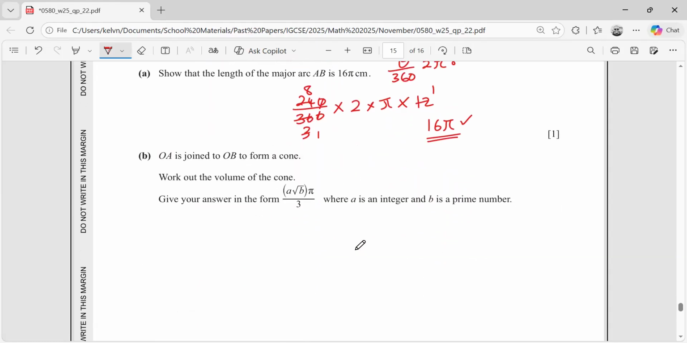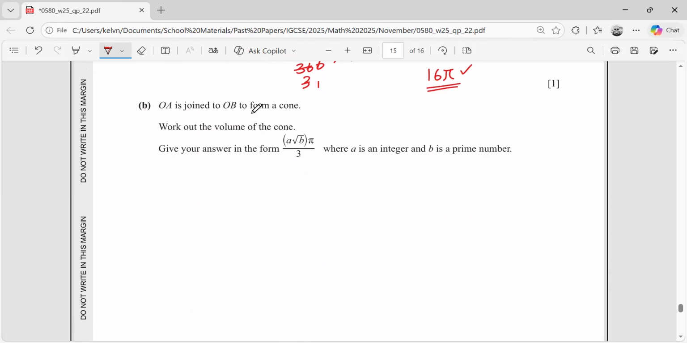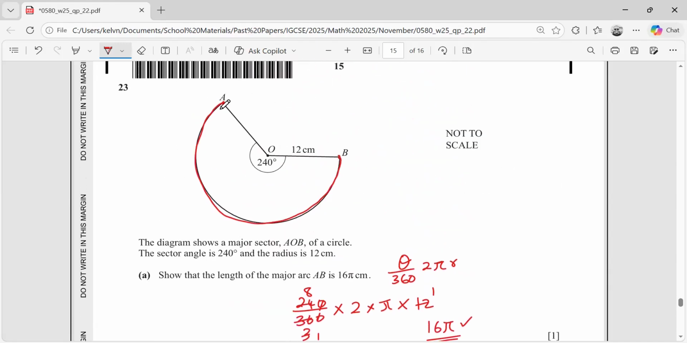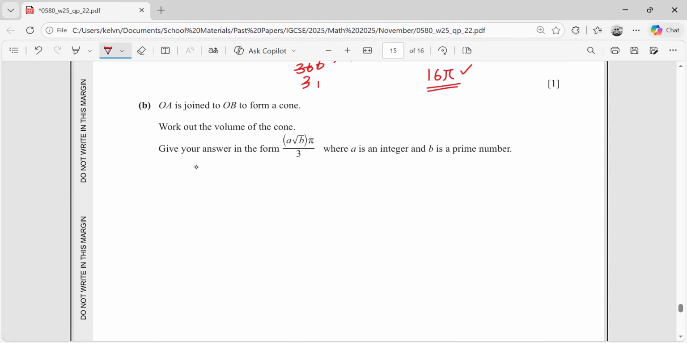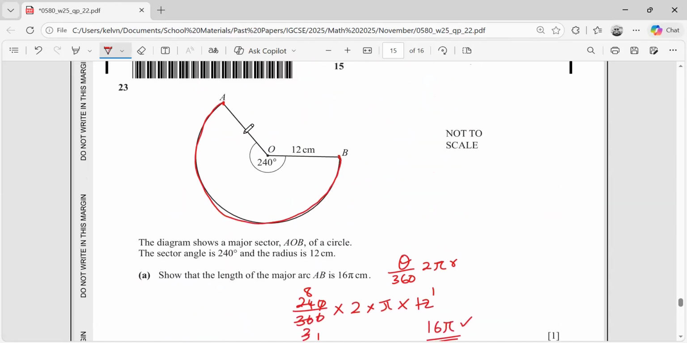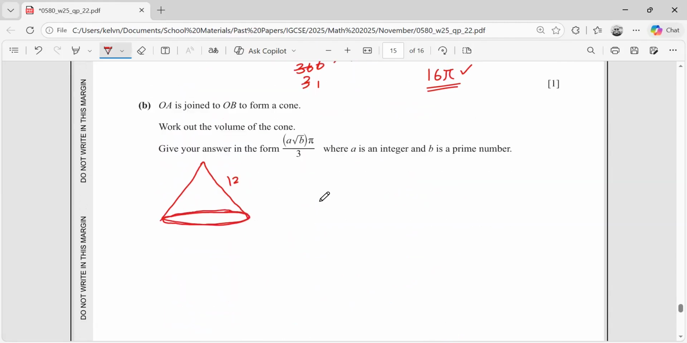Okay, so for part B, OA is joined to OB to form a cone. So this can form a cone if you join it. The cone will look something like this. Not perfect, but something like this. Remember, usually the radius becomes the slant height. And we already have the length of the arc. So the circumference of that circle is equal to the length of that arc, right? Because you connected from here to this to form the cone.